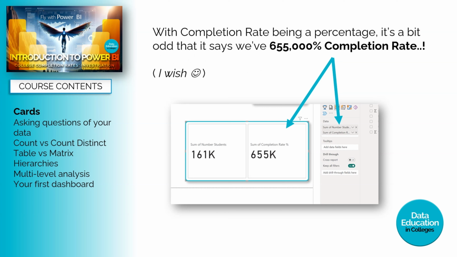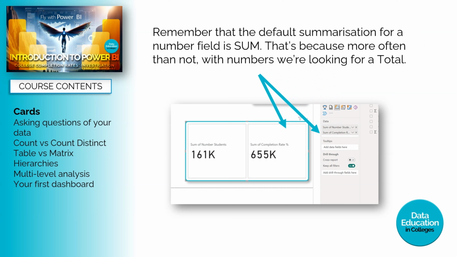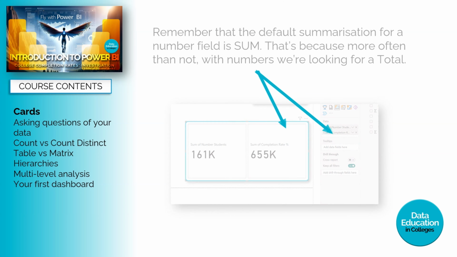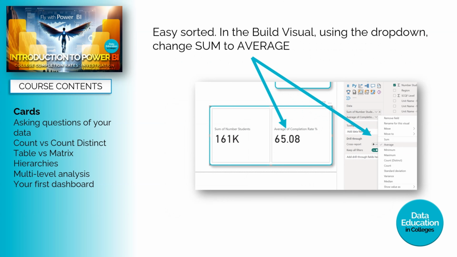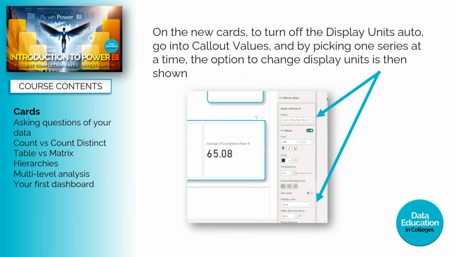With completion rate being a percentage, it's a bit odd to say we've got a 655,000% completion rate. Yeah, I wish. The default summarization for a number field is always sum. That's because usually with numbers we're adding them up, we're looking for a total. Easy to sort. In the build visual, a little drop down there, change sum to average, and that's a bit more like it. We've now got an average completion rate of 65.08.